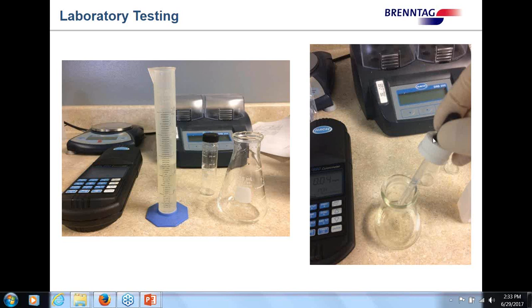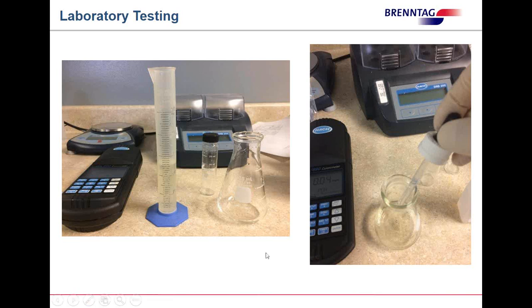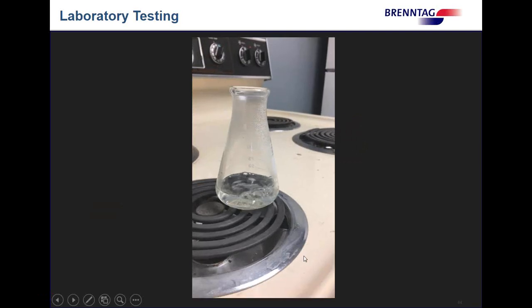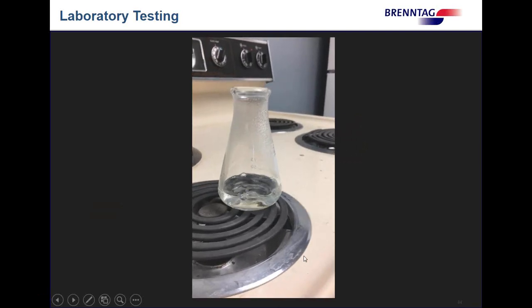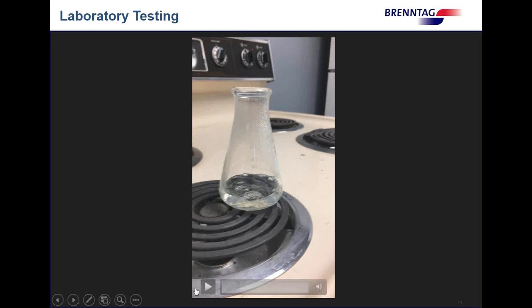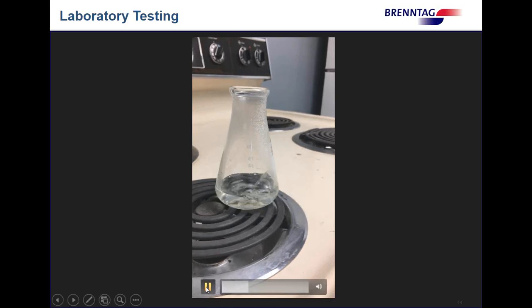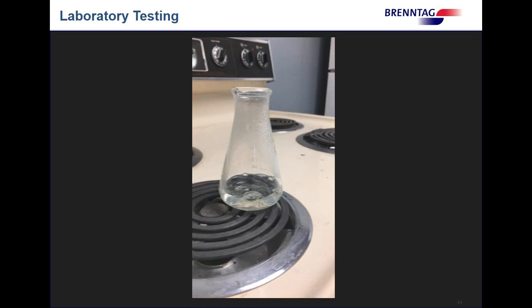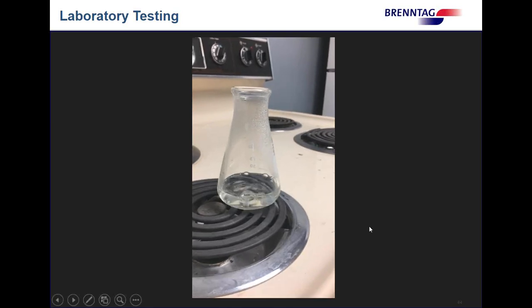Next. And I'm doing the digestion here. Some people use a hot plate. I have a stove in my lab, so I just use the element on the stove for running my digestions.